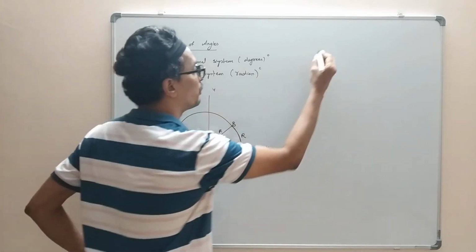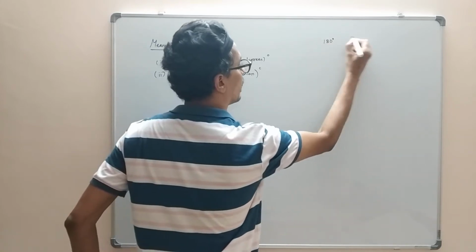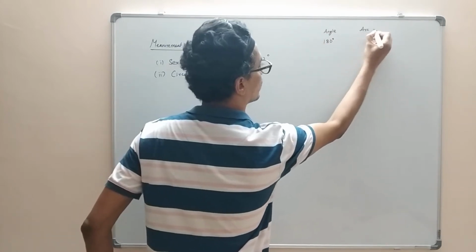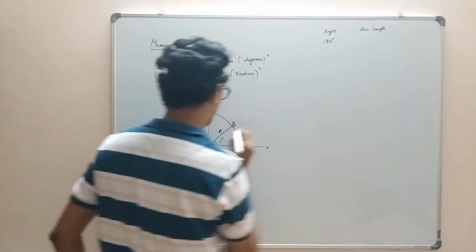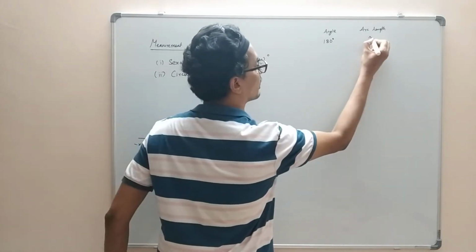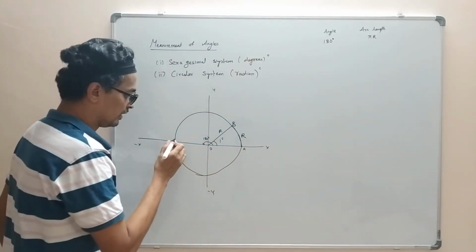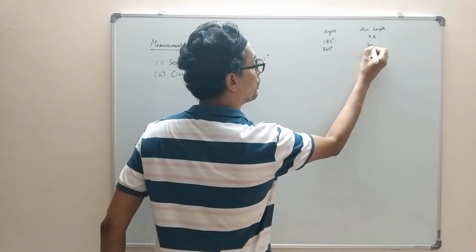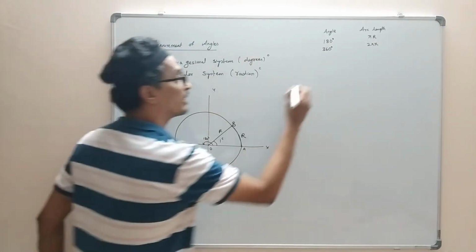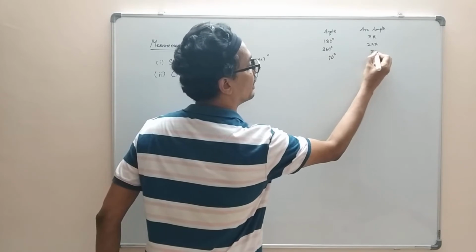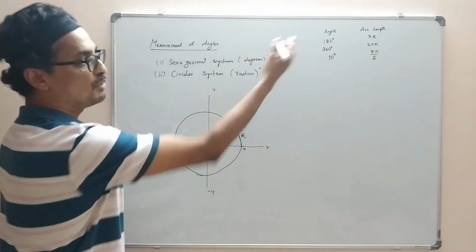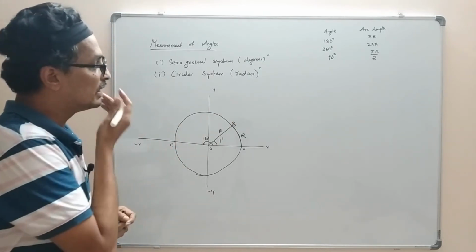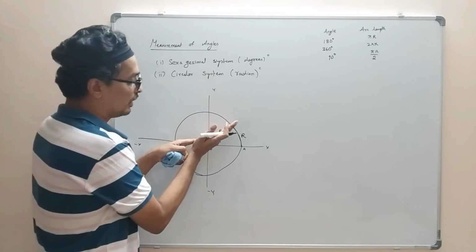So for 180 degrees, this is the angle and this is the arc length. 180 degrees corresponds to pi r. Similarly, 360 degrees corresponds to 2 pi r. So 90 degrees corresponds to pi r by 2. So you can see they are proportional. The angle and the arc length are proportional to each other.